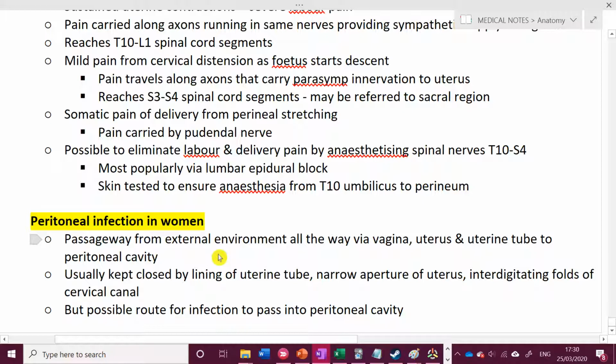And lastly, we have peritoneal infection in women, because as I mentioned before, there's a passageway from the external environment all the way by the vagina, uterus and uterine tube into the peritoneal cavity. This is usually kept closed by the lining of the uterine tube and obviously by the vagina closing up, but there can be a possible route for infection to pass into the peritoneal cavity, so you need to be aware of that.